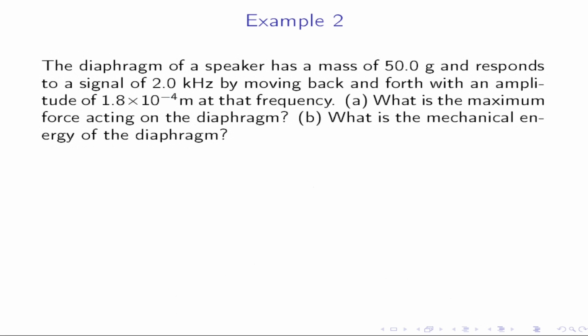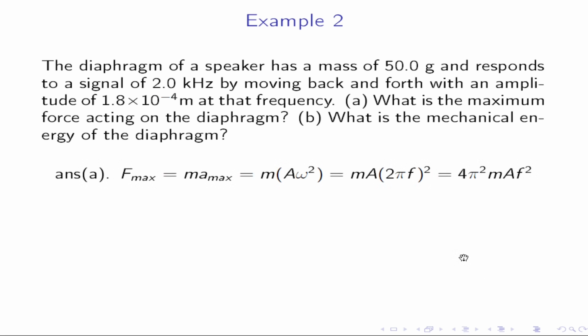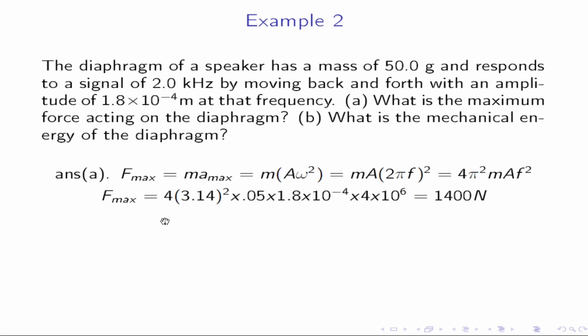In this example, we have a diaphragm of a speaker with a mass of 50 gram that responds to a signal of 2 kilohertz by moving back and forth with an amplitude of 1.8 into 10 raised to minus 4 meter at that frequency. We have to find the maximum force acting on the diaphragm and the mechanical energy of the diaphragm. Here F maximum, that is the maximum force, is equal to m into maximum acceleration, that is m into A omega square. With omega equal to 2 pi f, this is 4 pi square m A f square. Substituting the values, we have 1400 Newton.